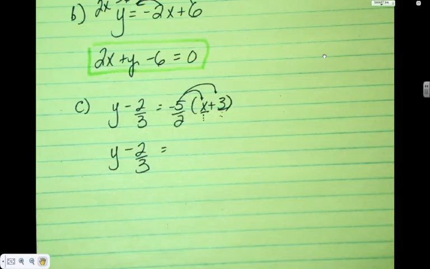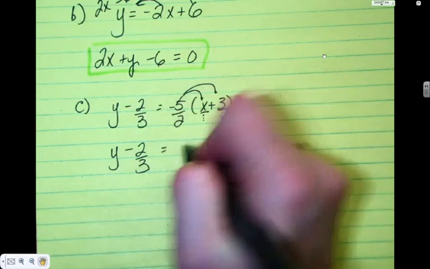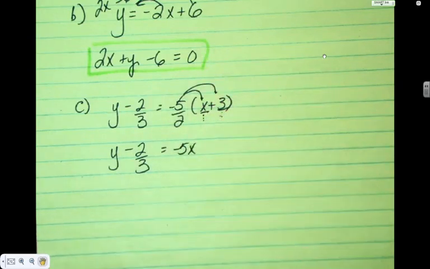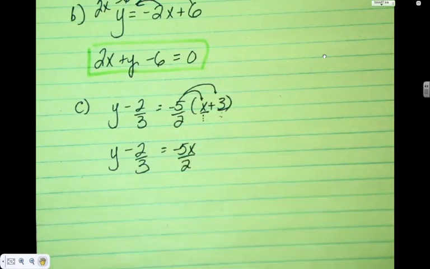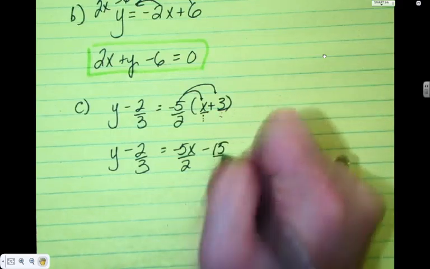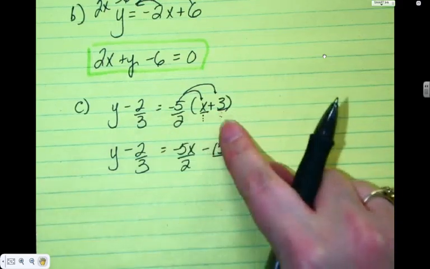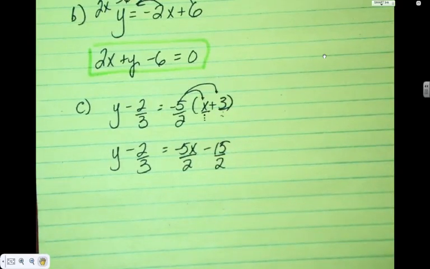Here we multiply top times top, bottom times bottom. So negative 5 times x, negative 5x. 2 times imaginary 1, 2. Negative 5 times positive 3 is negative 15. 2 times imaginary 1, 2. Step number 1 is to get rid of the brackets.